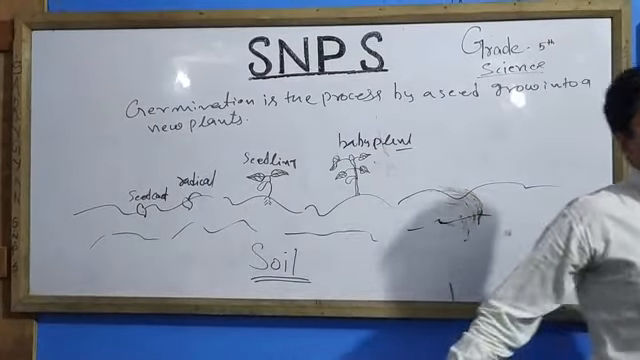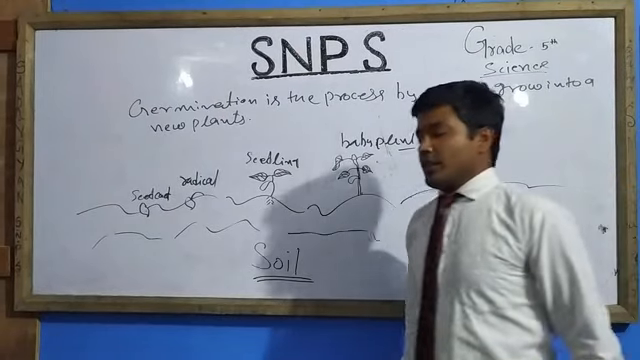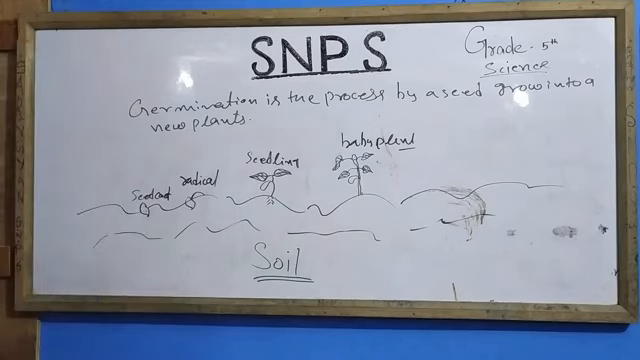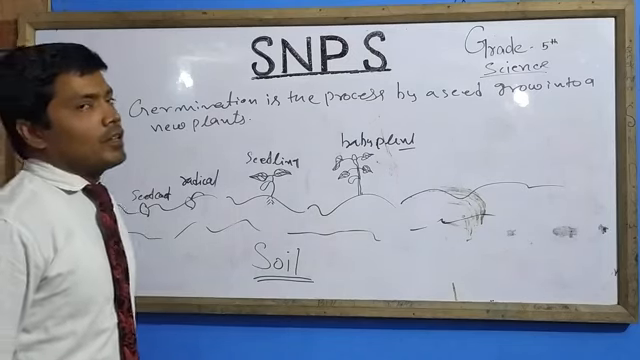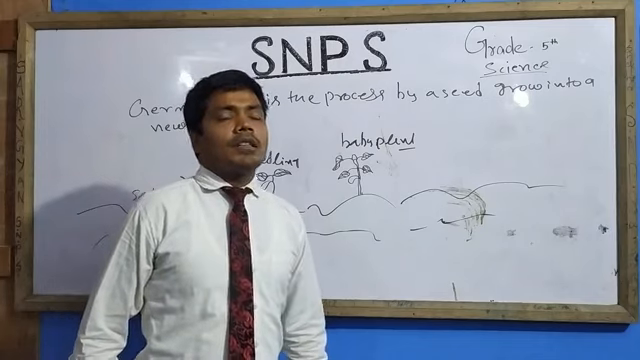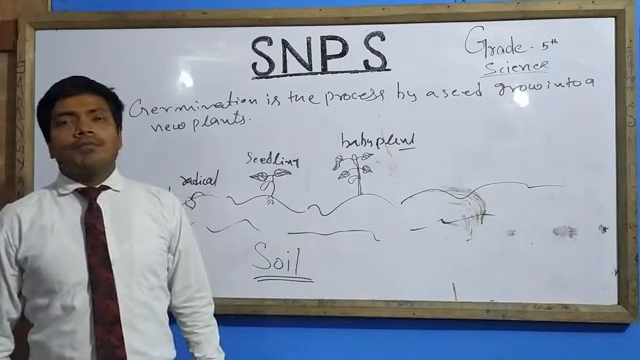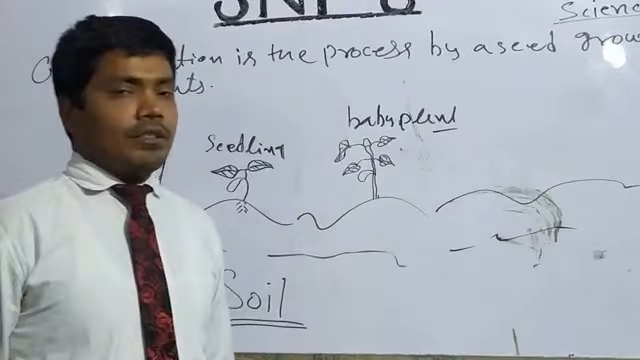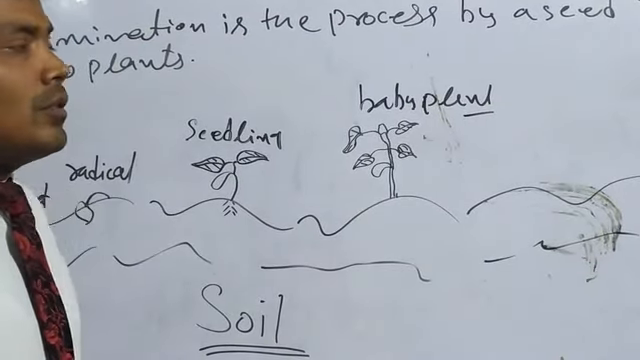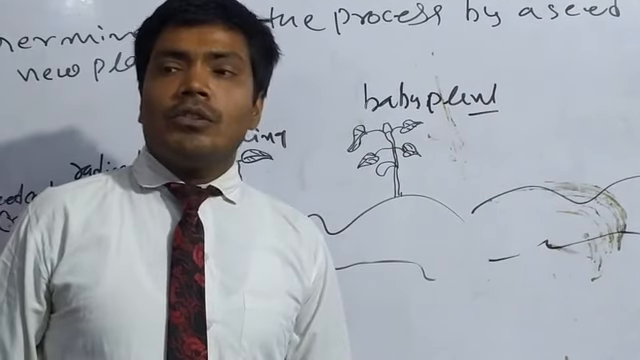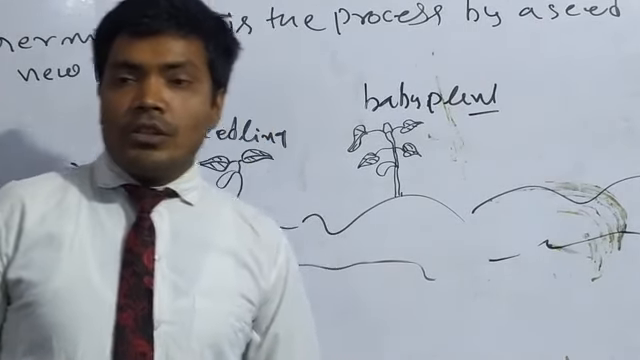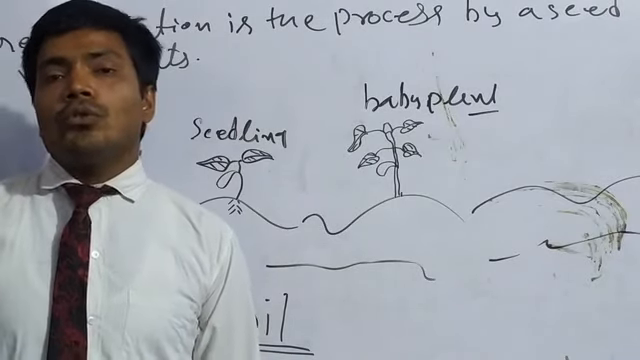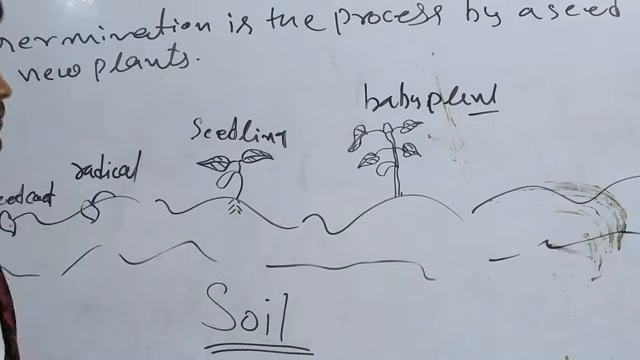Yes, students, next topic is dispersal. Dispersal means scattering seed from their mother plants. The scattering of seed from the mother plants, that is called dispersal of seed. Why it is so? Dispersal is needed to seed to get the right space to grow into a new plant.